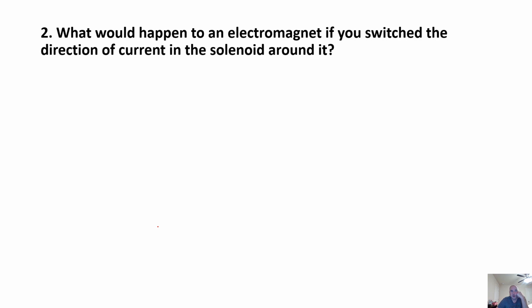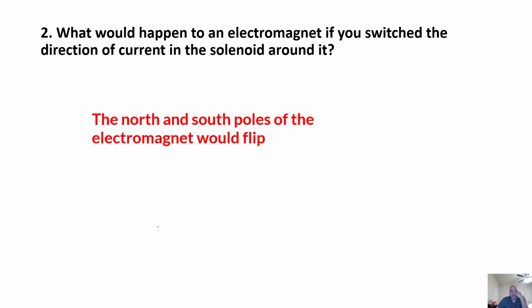So next question: what would happen to an electromagnet if you switch the direction of current of the solenoid around? And so the north and south poles would flip as a result. You'd have your hand facing the other direction, and therefore your thumb would be facing the other direction.